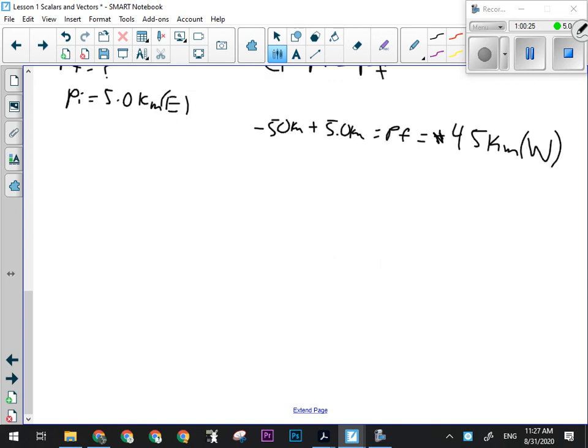Diagrammatically, it kind of looks like this. Let's say this is Okotoks right here. And I'm starting over here, 5 kilometers east of Okotoks. If I displace myself 50 kilometers to the west, I wind up over here, 45 kilometers west of Okotoks. Everybody all right with that?